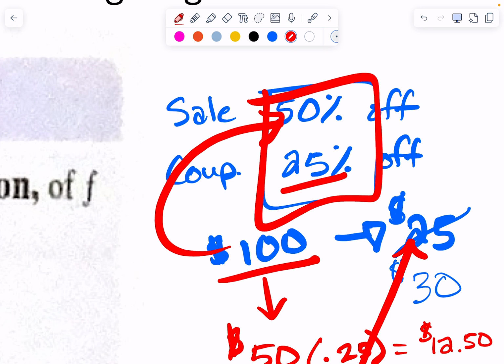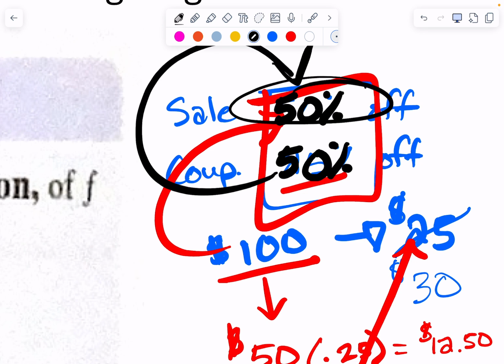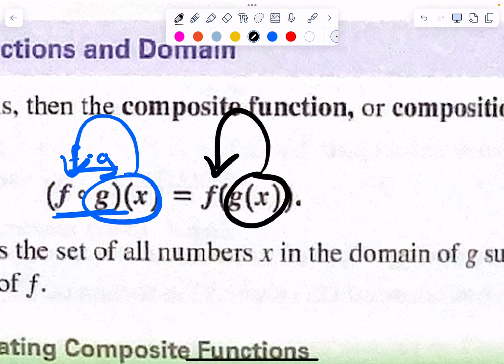And then I would go to them and I would say, okay, does it make sense that if something's 50% off and I have a 50% off coupon, does that mean it's free? According to their logic, that's what they're thinking, right? But that's not how that works, right? It's 50% off and then 50% off of that number. You're not adding the percentages together. So that's what a composition is. You're taking something and then you're applying another thing to it, okay?